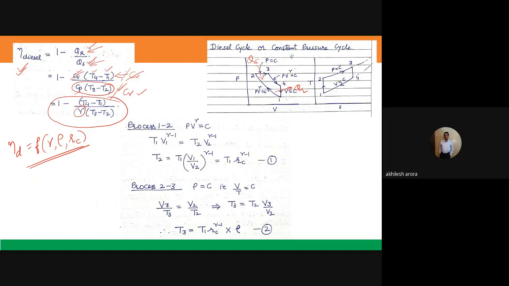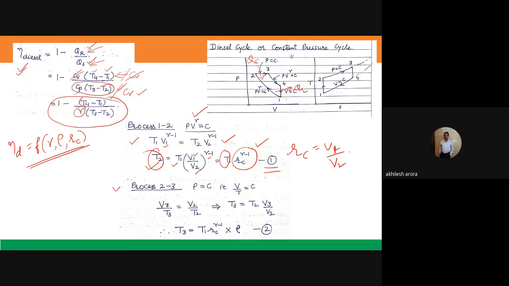So let us start from the process 1 to 2. You can see the process 1 to 2 is the reversible adiabatic process. So I can write this equation: T1 V1 raised to power gamma minus 1 is equal to T2 V2 raised to power gamma minus 1. So from here T2 comes out to be T1 into V1 by V2 raised to power gamma minus 1. And we have defined the value of compression ratio as RC is equal to V1 by V2. So you can see here, the value of T2 is equal to T1 RC raised to power gamma minus 1. So this is the first equation. I got the value of T2 in terms of T1.